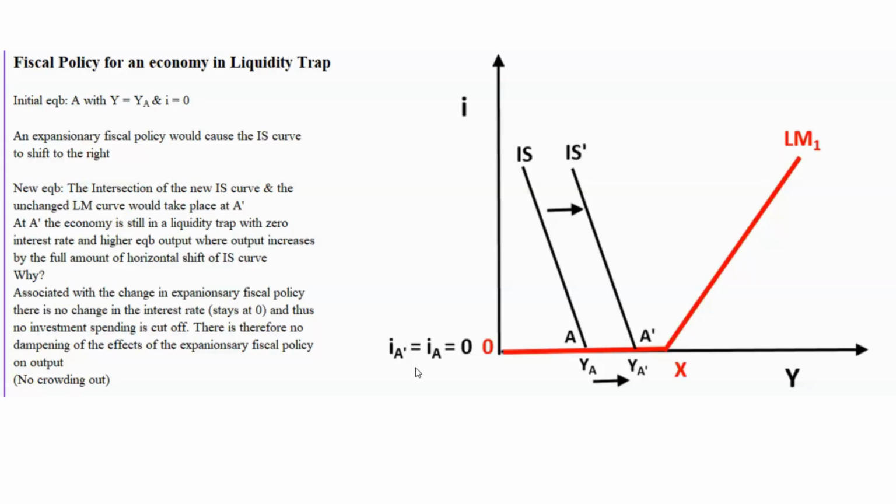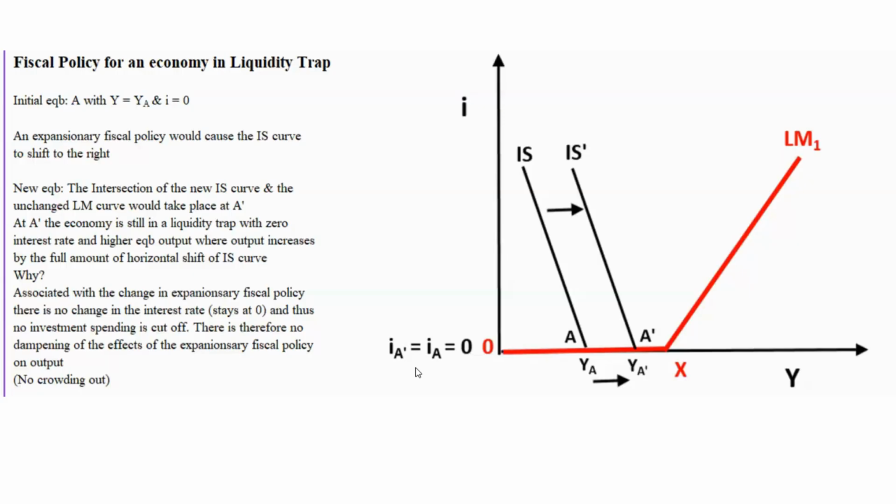Because we know that when the economy is not in a liquidity trap and we're along the upward sloping portion of the LM curve, when we implement an expansionary fiscal policy that causes output to increase, which increases money demand, that puts pressure on the interest rate to increase, which reduces investment, and thus limits the total effect on output. Output increases by less than the size of the horizontal shift of the IS curve.